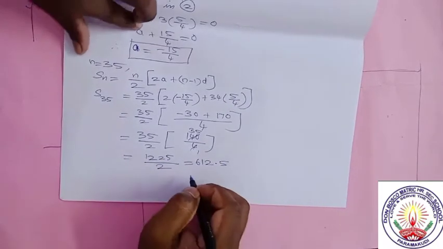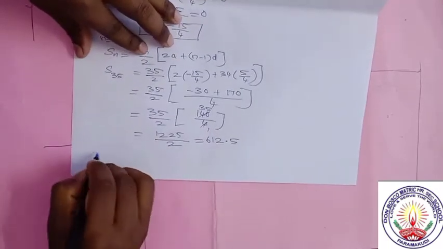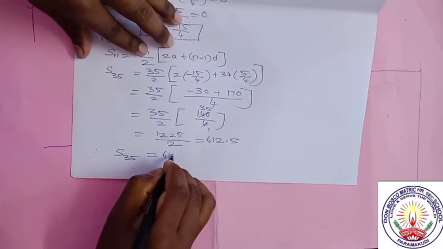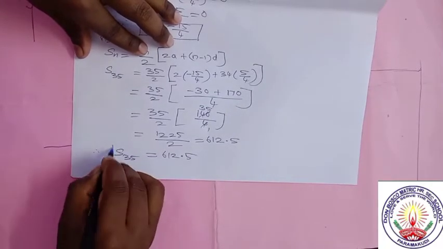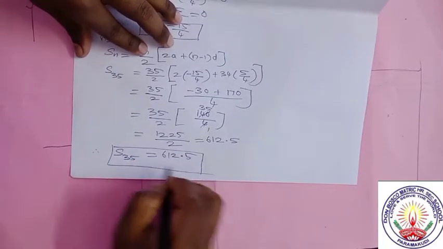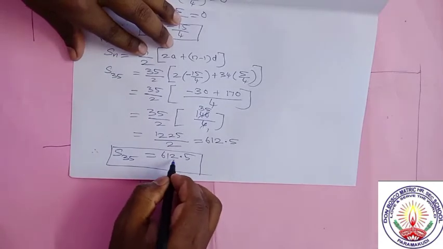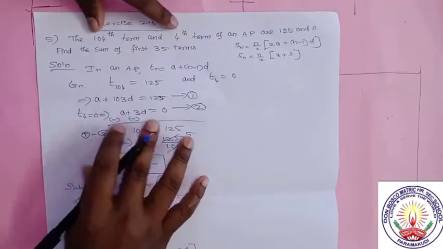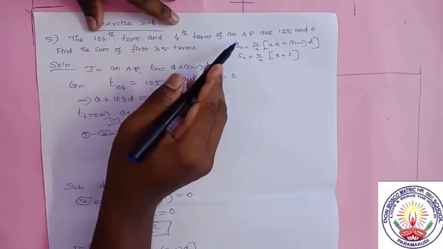So the answer is 612.5. Therefore S35 is equal to 612.5. So the sum of the first 35 terms is 612.5. So, a very simple question. The 104th term and the 4th term are given.